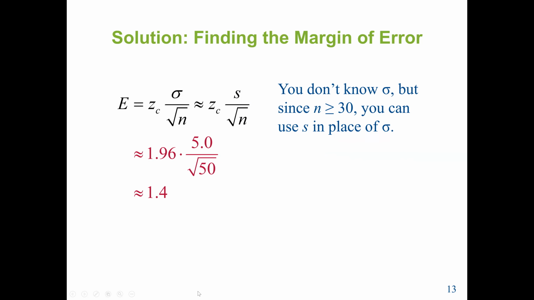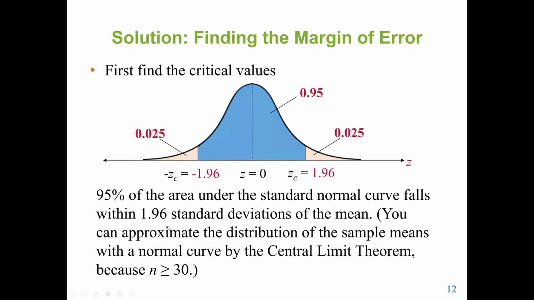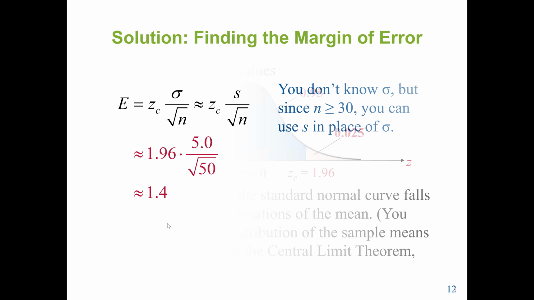If that is the case, we find our E. We said our E, which is the margin of error, is equal to zc, which is the critical value, times the standard deviation of the population divided by the square root of the sample size. Now, the standard deviation of the population was given to us, which was 5.0.